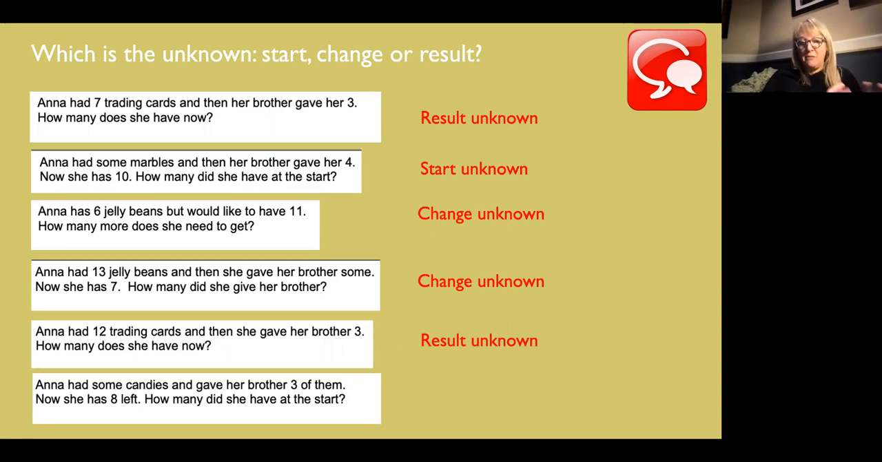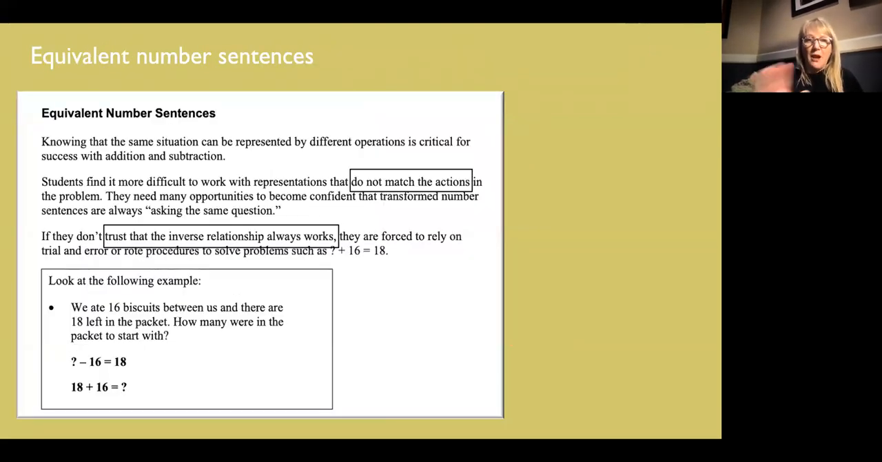So again, the beginning part, the start of the situation is unknown, and that's why we have a start unknown type question. So it's very important that you are giving all these different types, and that if you're using a resource, you look for a resource that is providing you with these different types of questions. The other thing that needs quite a lot of time spent on it is the equivalent number sentences. And kids need to know that we can represent the same situation with different number sentences.